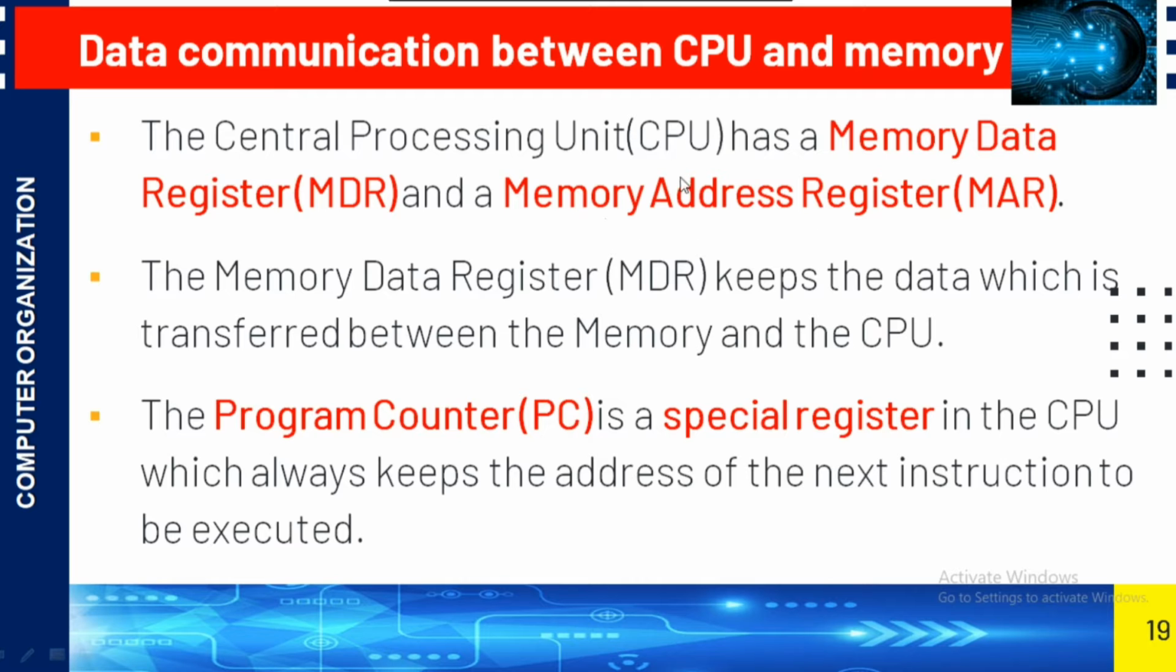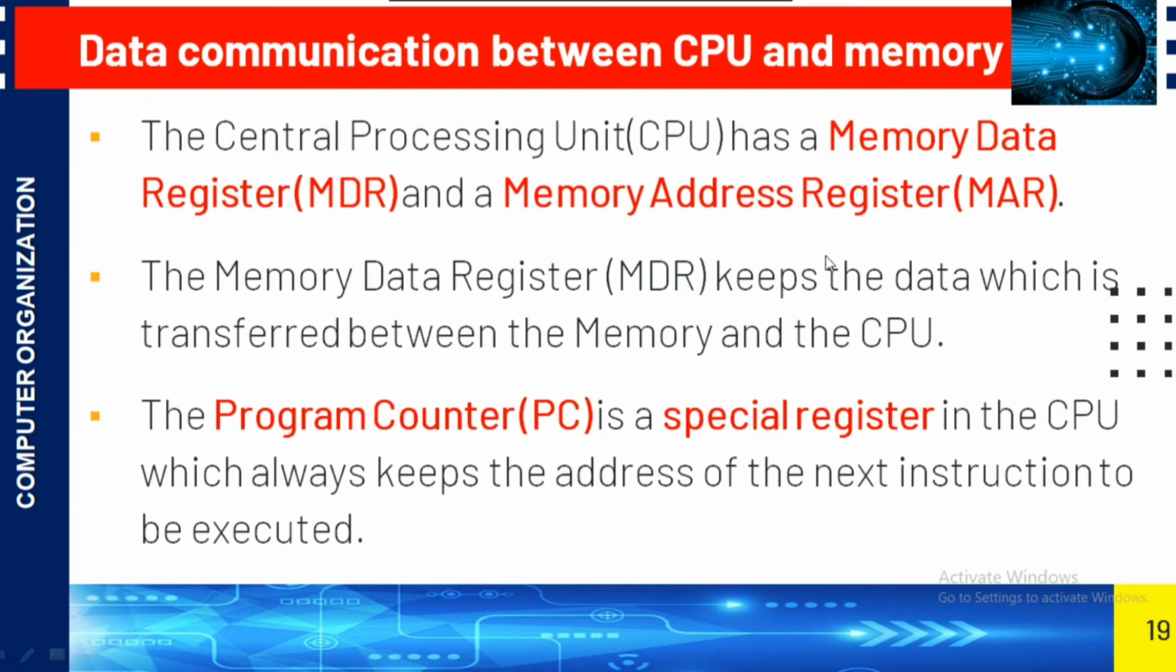The memory address register is used to keep the address of each and every instruction. Wherever each piece of data is stored, that address is maintained in the MAR, memory address register. One more special register in the CPU is the program counter. The program counter always keeps the address of the next instruction to be executed, so it keeps the sequence. The first instruction is executed first, and the address of the next instruction is stored in the program counter.